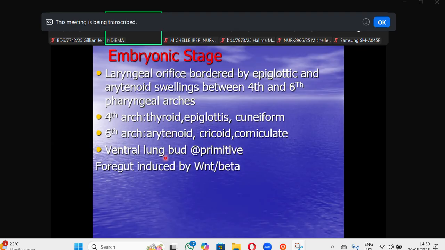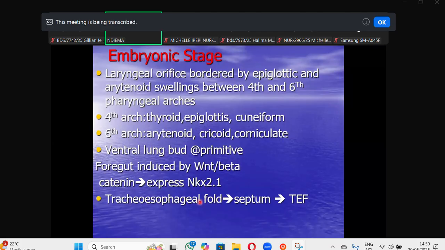This is the formation of a lung bud. This lung bud formed from the foregut is usually induced so that it does not develop on the dorsal part, but more on the ventral part by both Wnt genes and beta catenin, and there is also expression of NKX2.1, which we will see later on is also associated with the development of the heart. Then we have the tracheal fold. So this is a common depression.